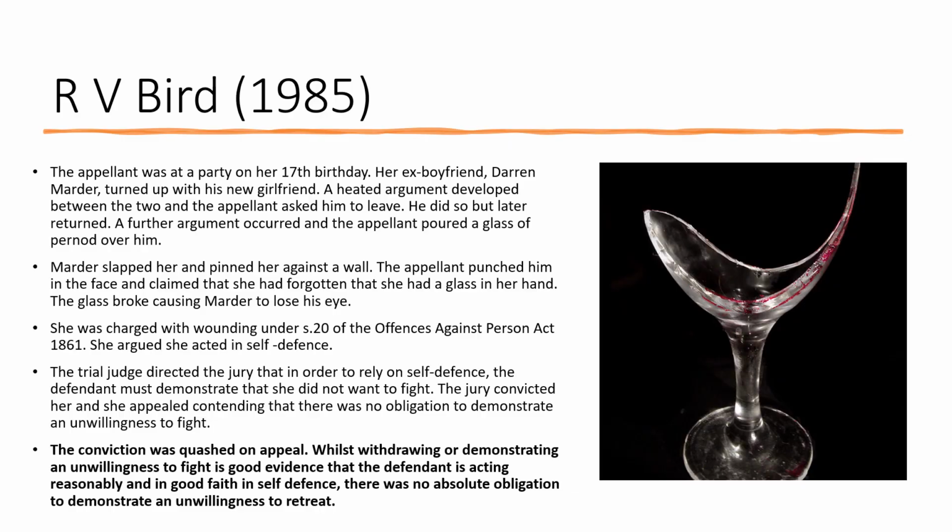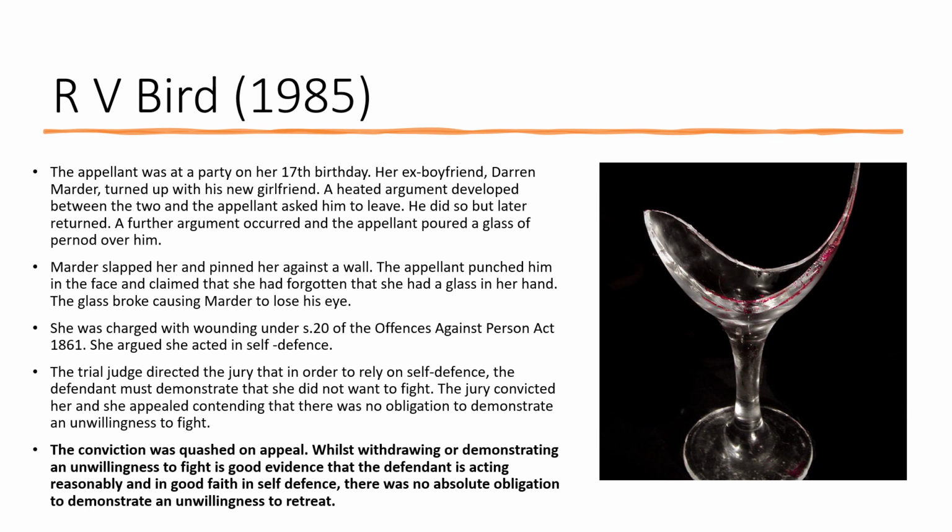In this case, there was an argument between the appellant and her ex-boyfriend, who had a bit of a heated argument when he ended up with a new girlfriend. Now, he left the event, came back, and there was a bit of argument again. Now, he slapped her and pinned her against the wall, and the appellant punched him in the face and forgot that she had a glass in her hand. And this glass broke, causing Marder to lose his eye, the attacker in the situation.